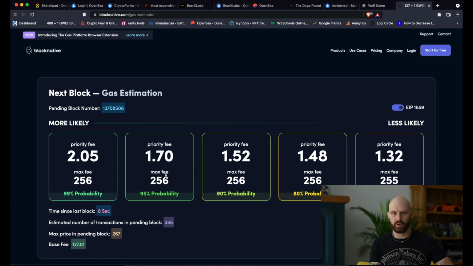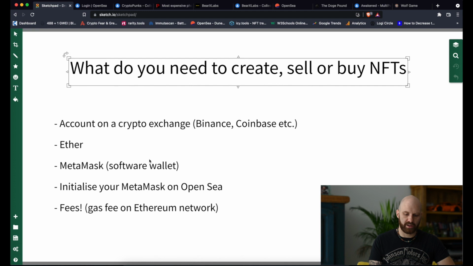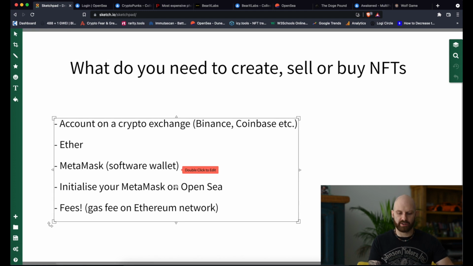If you're not familiar with what gas is and how it works, again, I'll put a link to my video about it in the description, and I will also link it at the end of this video. So once you initialize your MetaMask on OpenSea, you can then buy and sell NFTs. You can fully interact with them. Of course, always on the Ethereum network, you have to keep in mind the fees.